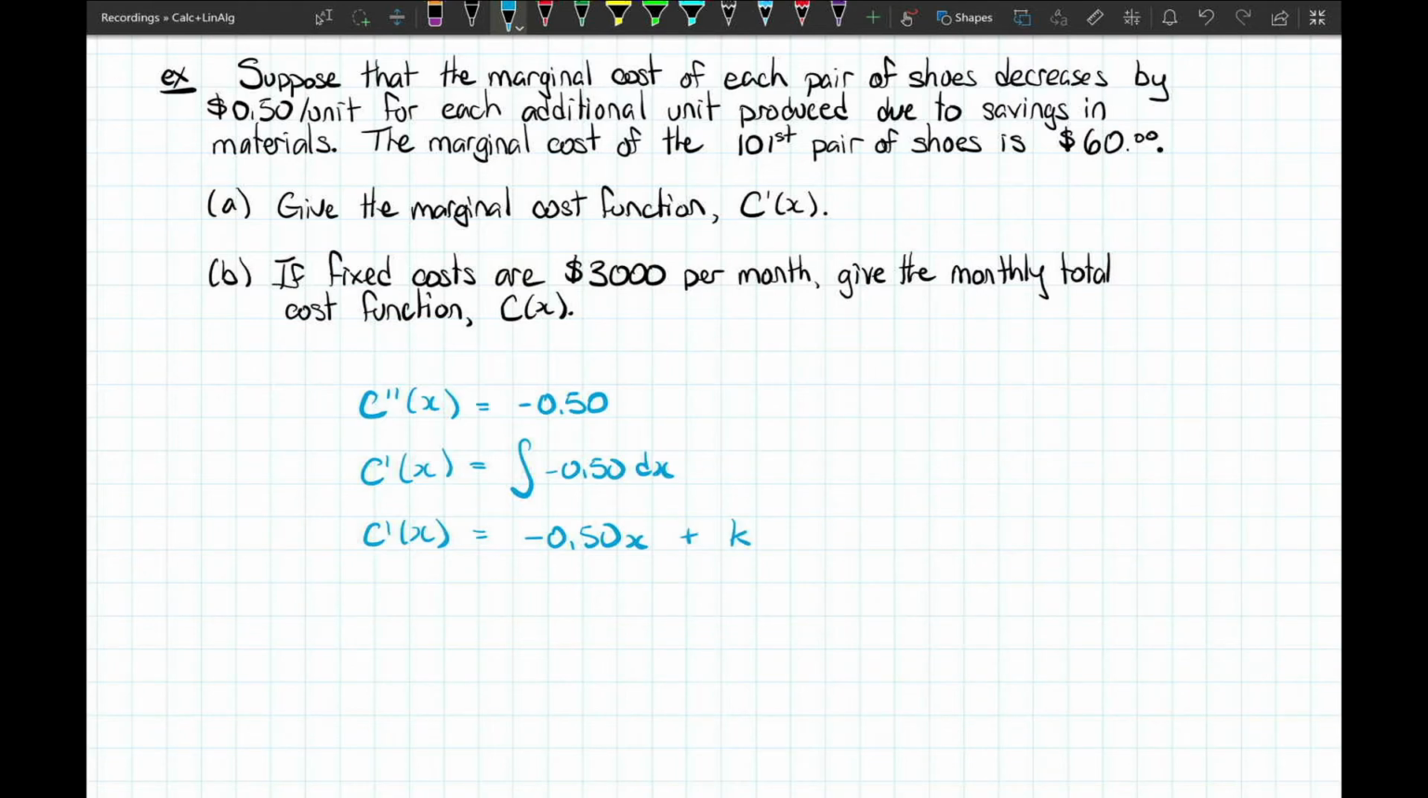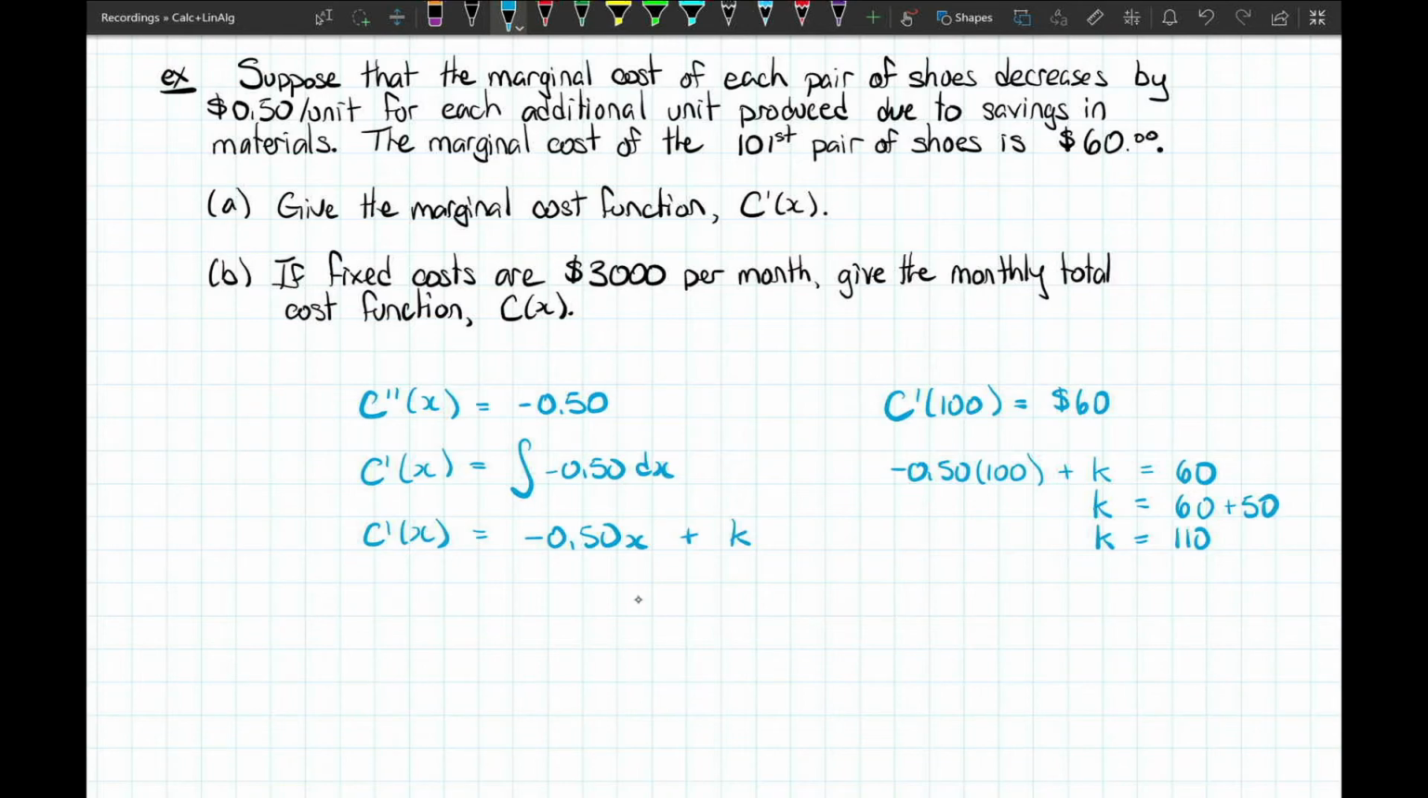Now the importance of that arbitrary constant k here is the fact that we do actually have some information about what marginal cost ought to be when x is equal to 100. We know that c prime of 100 is equal to $60. Since the marginal cost of the 101st pair is $60, that is saying that the increase in cost from 100 to 101 is 60. So we set c prime of 100 equal to 60, we plug in x is equal to 100, and we set that equal to 60. So what does k have to equal? Well, k would have to equal 110.